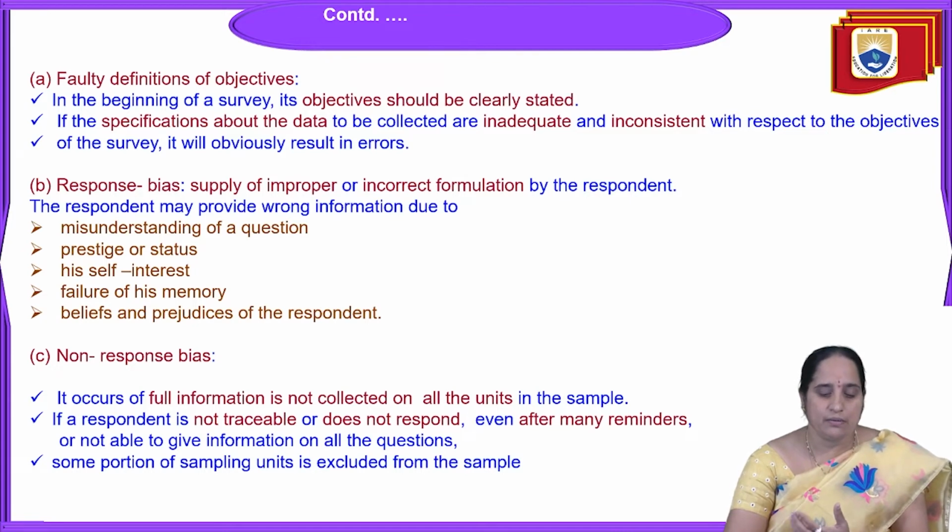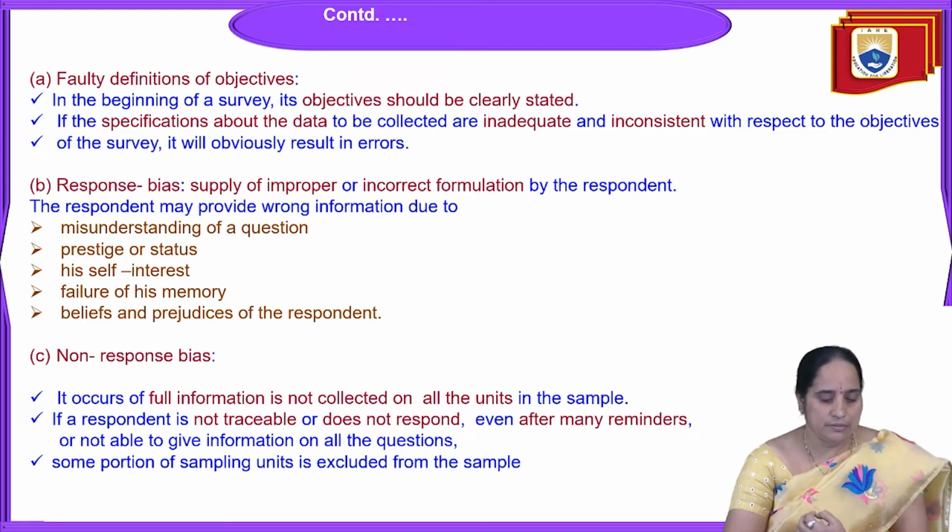The first one is misunderstanding of a question. If the respondent is unable to understand what exactly the question is meant for, then in that case also he will provide incorrect information. He is not going to provide relevant data. Then prestige or status, sometimes they keep mum. Why? Because prestige is another problem to the respondent. If I speak something, how does it lead, in which way will it go. All these things he thinks about before giving any sort of communication to the researcher.